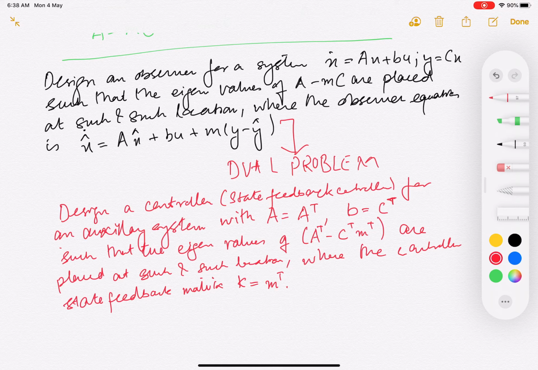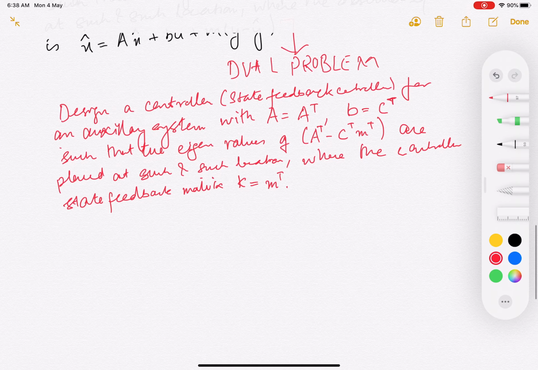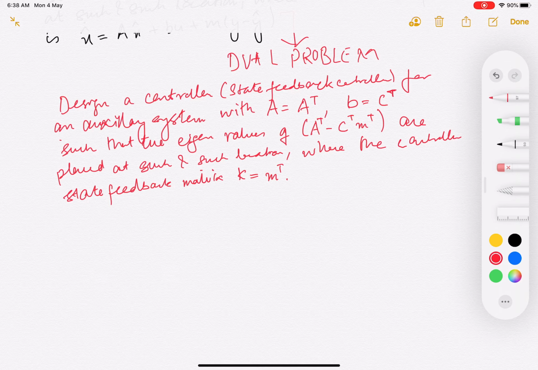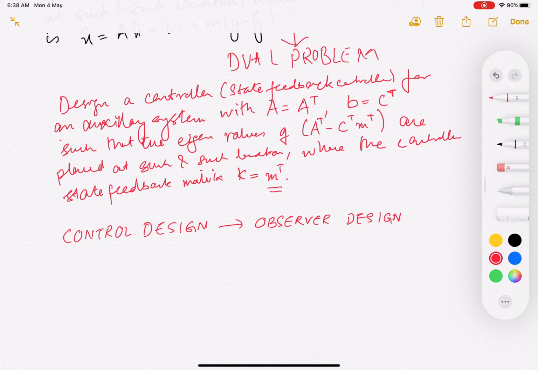So by converting this observer design problem to a controller design problem, what is useful is that all the methods that you've applied for control design, for state feedback control design, can be applied for observer design. So you have to design the observer for the dual system, and then automatically the matrix that you get, which would be M transpose, has to be transposed to get the M for the original system.